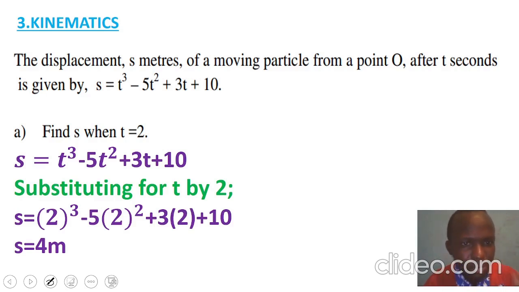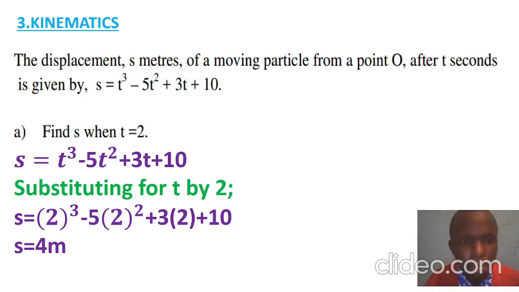The displacement s meters of a moving particle from a point O after t seconds is given by s is equal to t cubed minus 5t squared plus 3t plus 10. Find s when t is equal to 2. You realize now we are not going to use y's and x that we are used to. We are going to use other symbols.